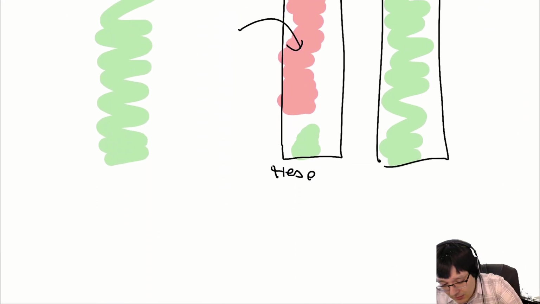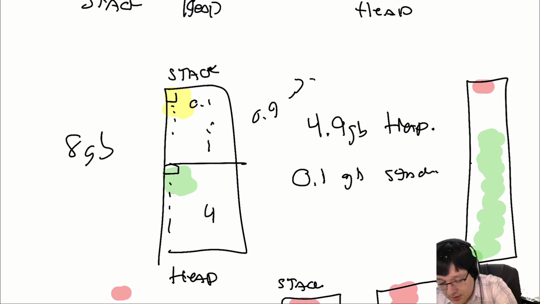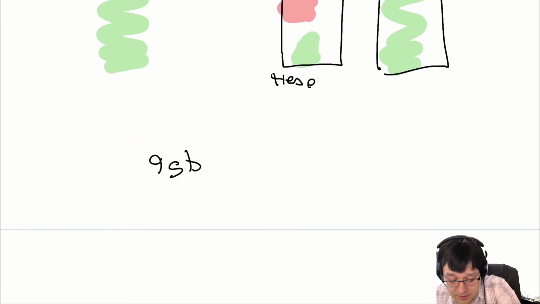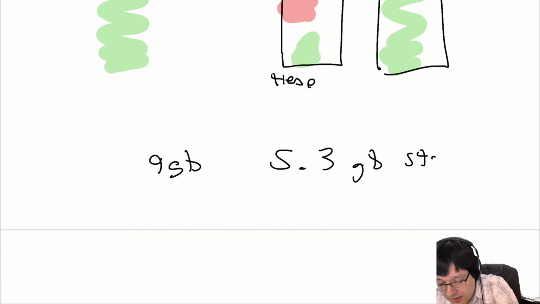Because what happens if it turns out that you really need a program that requires 9 gigabytes of RAM? You have 5.3 gigabytes of stack, and then you need 3.7. No, that's right, that actually equals 9, of heap.